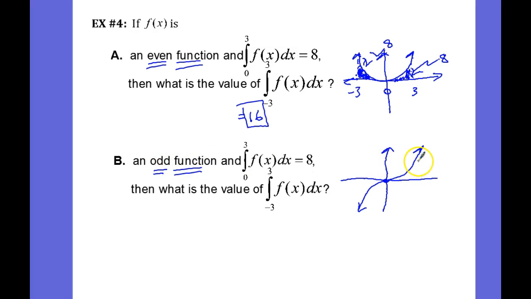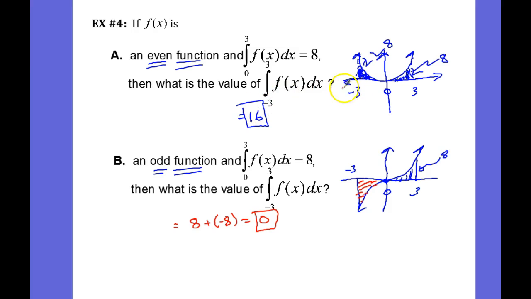And so what that means for me is if the region bounded by our function to the top, the x-axis to the bottom, and between 0 and 3 is in fact equal to 8, that means that the same area over here is bounded as well. The problem is this area is below the x-axis and is therefore a negative area. And so we have 8 plus negative 8, which is equal to 0.